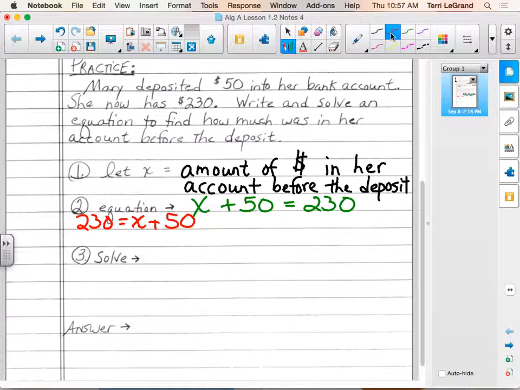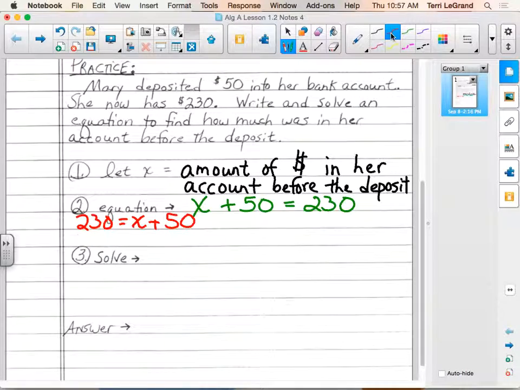Funny thing is, students that don't want to use the variable in their equations go right to "what is the operation I need to do to get this," and they do that and give the answer, and there's no variable. So think of it that way.